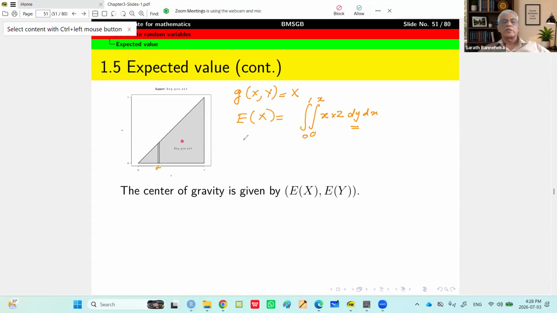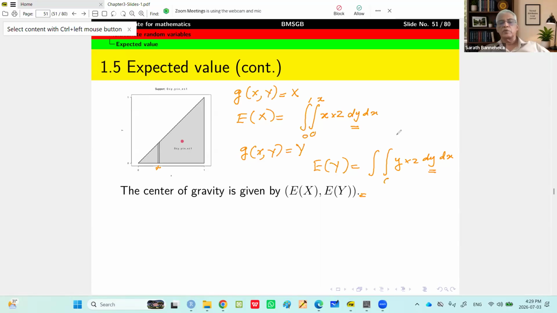And similarly, when finding the expected value of Y, my g(x, y) now becomes capital Y. So expected value of Y will be again a double integral, y times 2, where 2 is the joint density, again dy dx. But now, if I'm using the same method to cover the support, I will be integrating with respect to y.